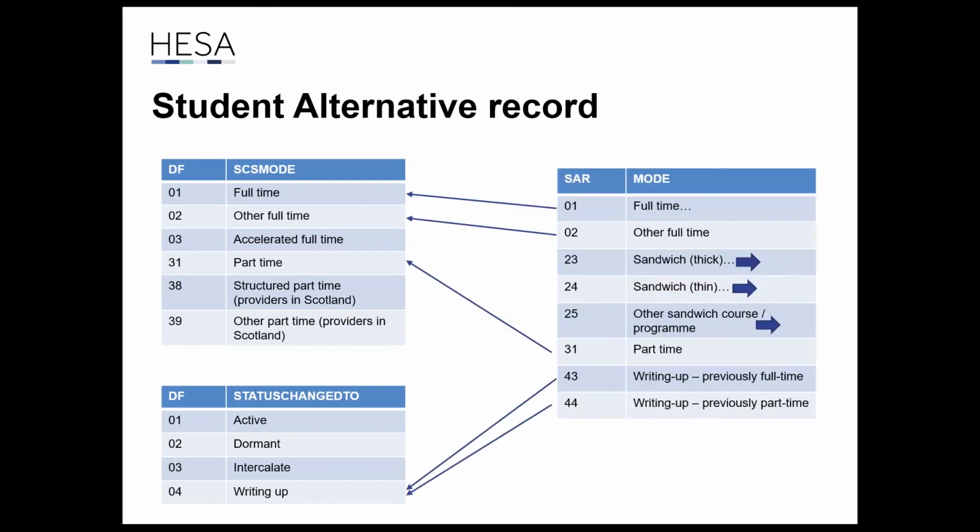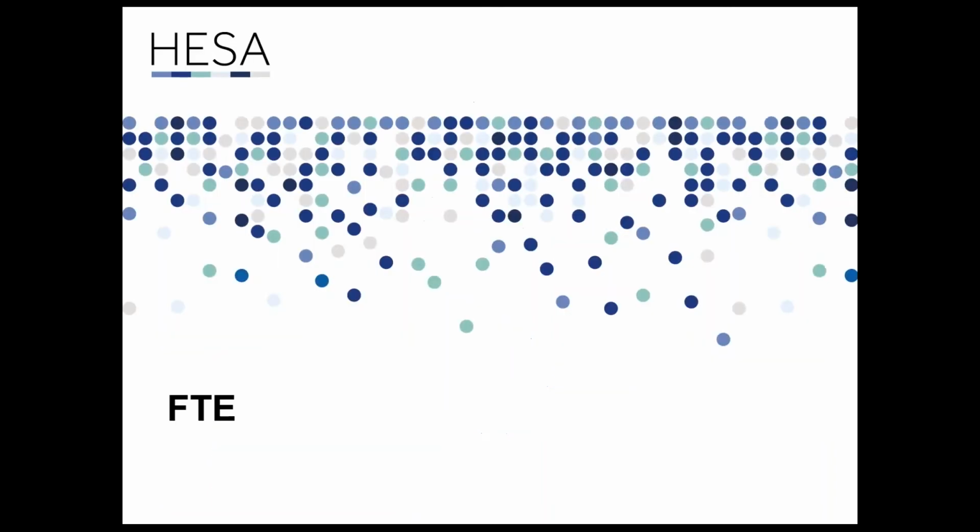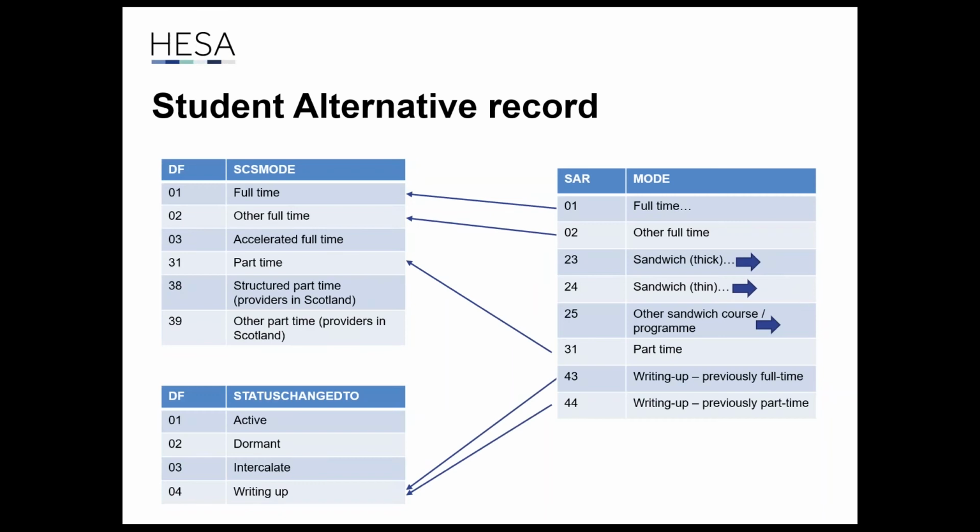And so the equivalent in the student alternative record, again, the full-time ones and part-time ones have been moved into mode, and the writing up has been moved into the session status entity, and sandwich into a different field. That's just to help demonstrate to you where the current codes have moved to. So that is actually it in terms of mode and where it is in data features.